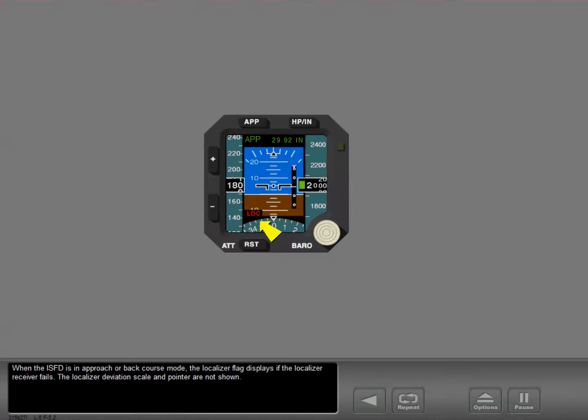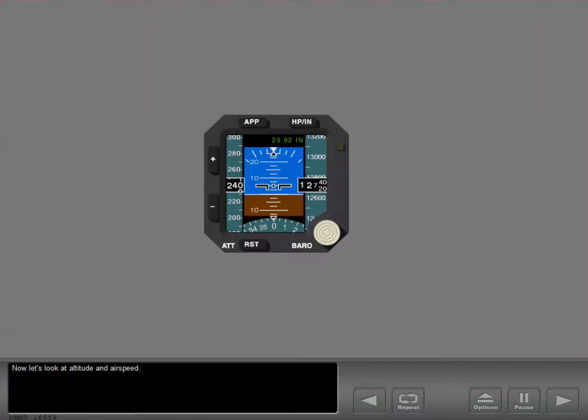When the ISFD is in approach or back course mode, the localizer flag displays if the localizer receiver fails. The localizer deviation scale and pointer are not shown. In the approach mode, the glide slope flag displays if the glide slope receiver fails. The glide slope deviation scale and pointer are not shown.